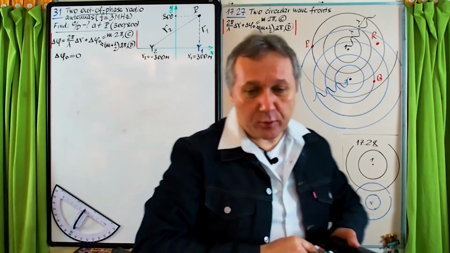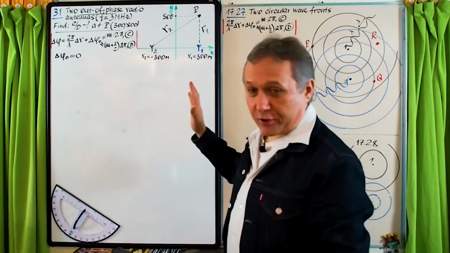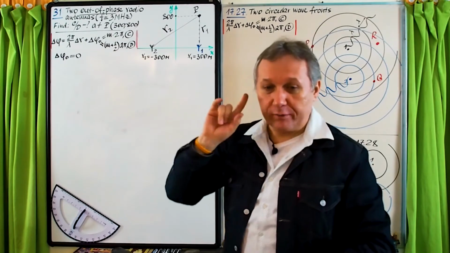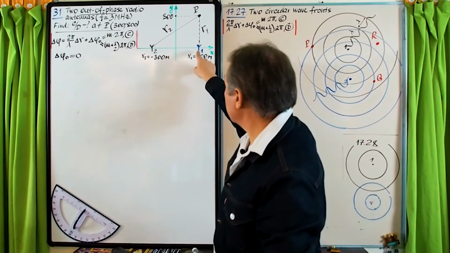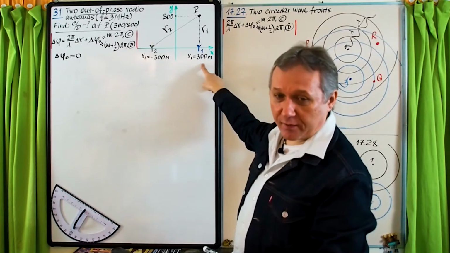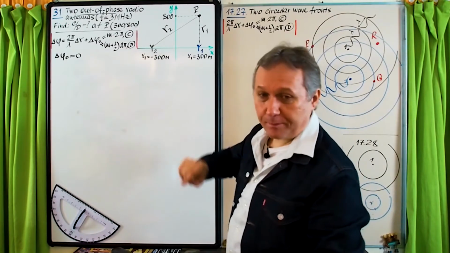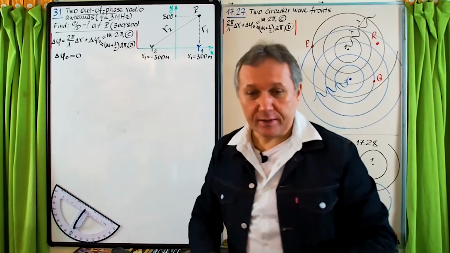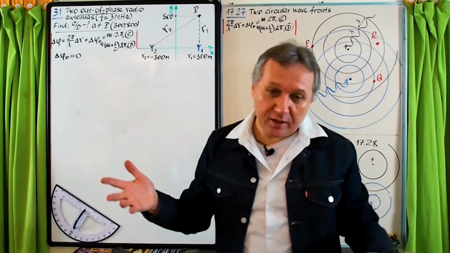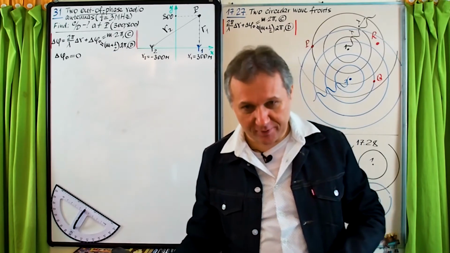And again, let me refresh the situation. So we have our introduced coordinate system, and we have 2 radio antennas. One is positioned over there, radio antenna number 1, positioned at the point 300 meters. Origin is over here. And then symmetrically, we have the second antenna at the point minus 300 meters.